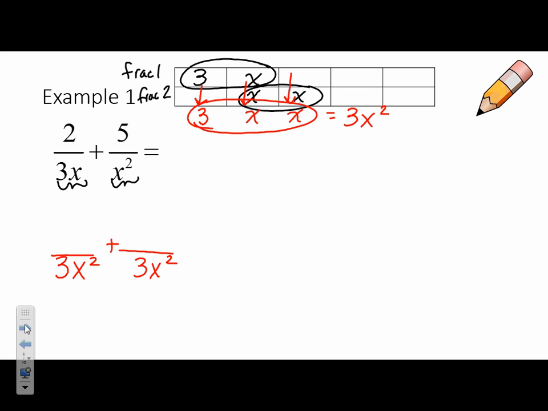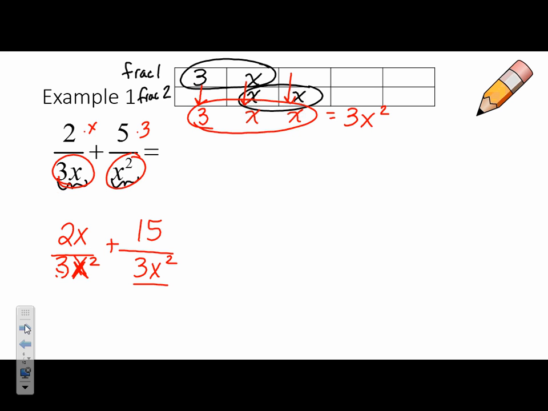Once I've established the common denominator, I change the numerators to reflect how I've changed the denominator. I had a 3x here, and now it's become 3x squared. What happened? We multiplied by another x, so you have to multiply the numerator by that x as well. Times x by that 2, it becomes 2x. Now look at the second fraction. We had an x squared already, but now it became 3x squared. So it must have gotten multiplied by another 3, so we have to change the numerator to reflect that. What's 5 times 3? 15.